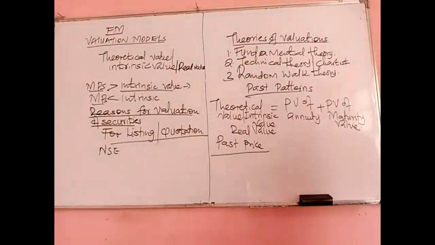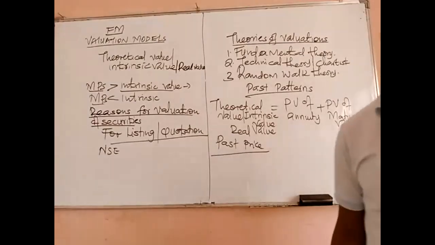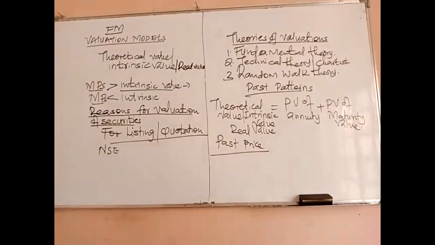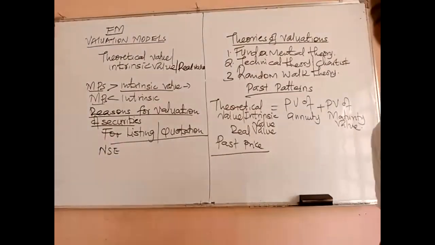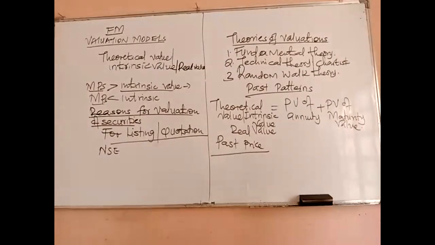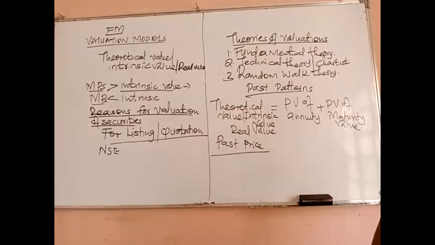And the last one is what we call the tertiary trade. This is a price pattern that has been observed and recorded for a very short period of time. It can be weekly or daily. So that is on what we call the statistical theory.